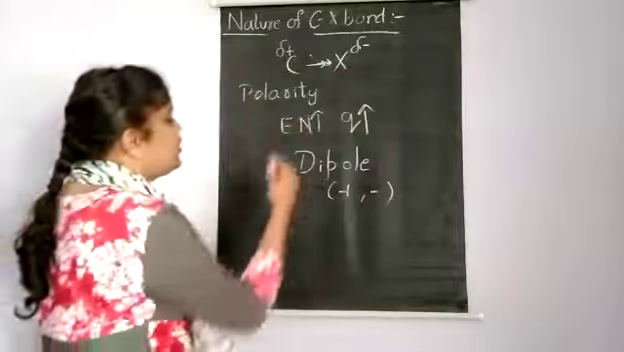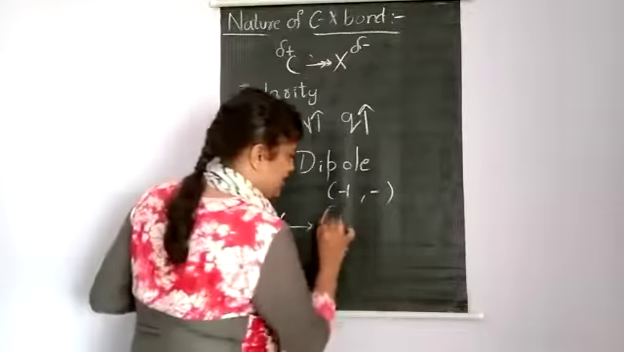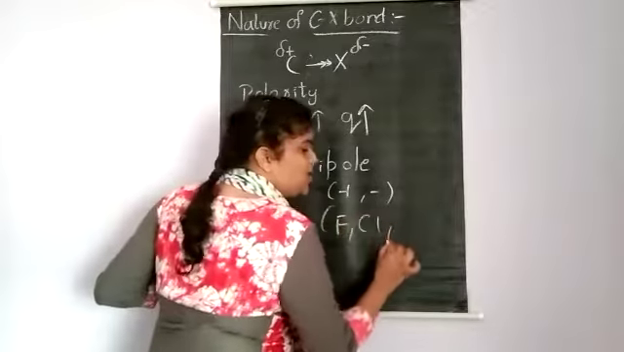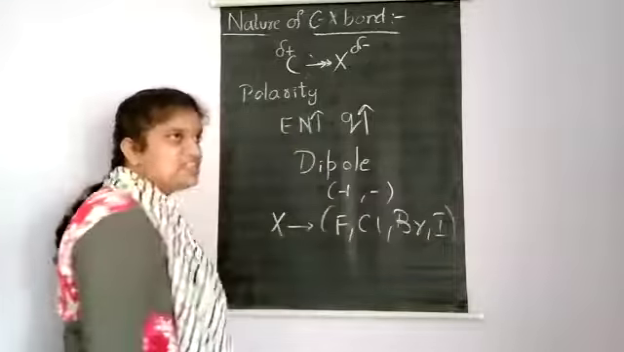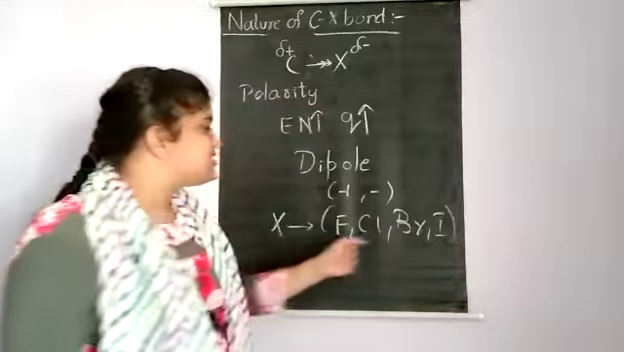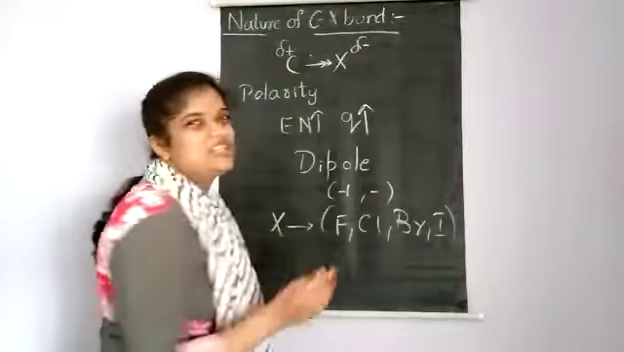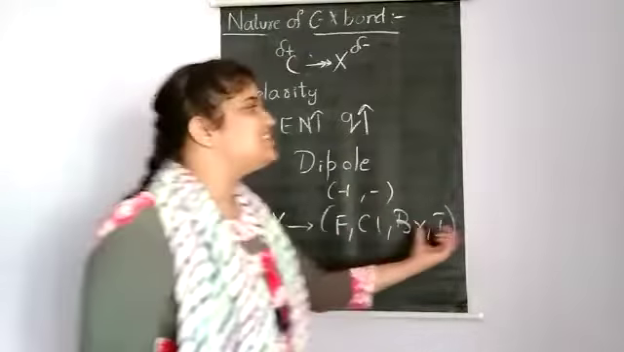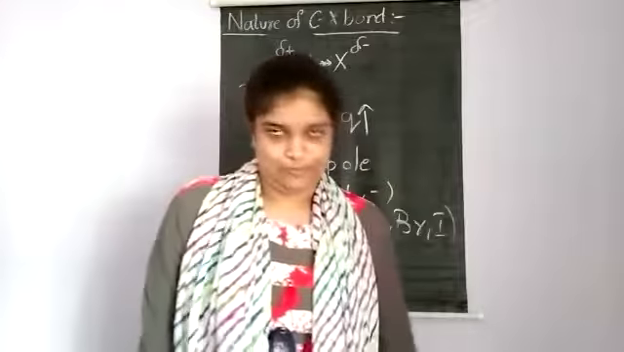Now here we have a halogen atom. It can be anyone: fluorine, chlorine, bromine or iodine. The size of the atom goes on increasing as we move down the group. Fluorine will be the smallest in size, whereas the others increase as we go down the group. Let's talk about the kind of bond present between carbon and halogen atoms pictorially.